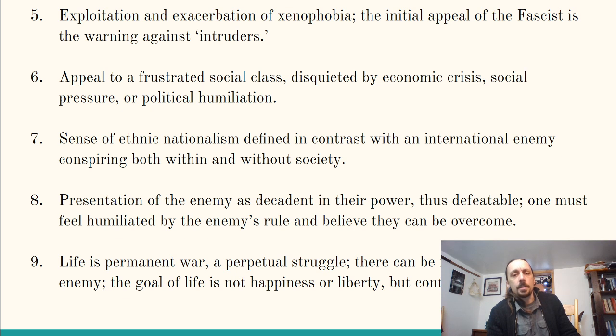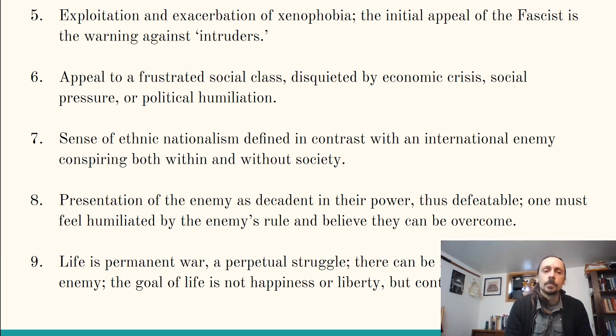The frustrations are economic, social changes, political humiliation. For example, in Germany in the 1920s, you had all three of these. You had the economic crisis. You had hyperinflation; the German mark is basically worthless. You had a lot of social pressure at the time. Society is changing. And you had the political humiliation of the Treaty of Versailles, which the Germans were made to sign after World War I. So a very potent combination. A lot of unemployed, frustrated young people. And you want to cultivate a sense of ethnic nationalism, and you want to define it in contrast with a vague international enemy that's conspiring both within and without society.